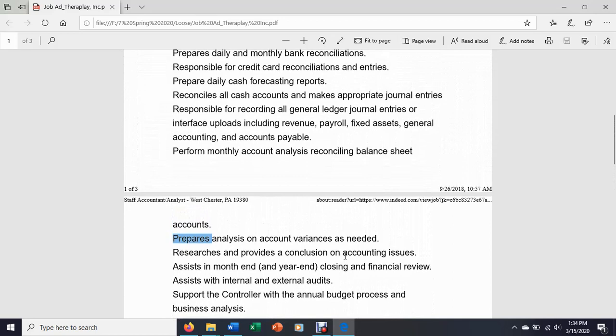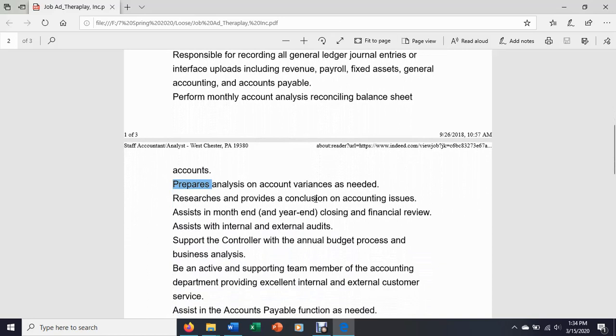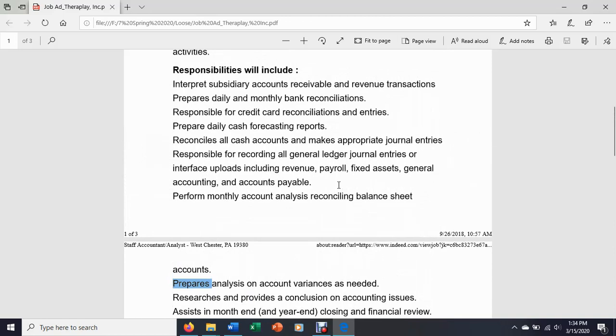So you want to look for words that are showing up multiple times, and especially verbs. So assists, maybe, but I think things like preparing account balances, preparing account forecasts, preparing bank reconciliations, being responsible for. These are really good terms that you then want to incorporate into your own job materials.